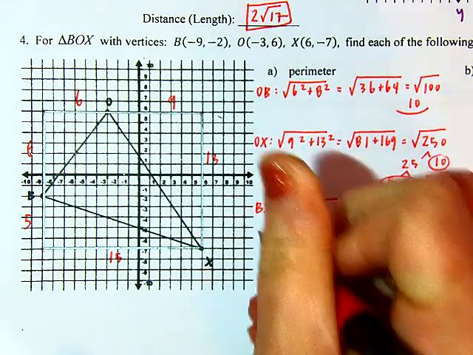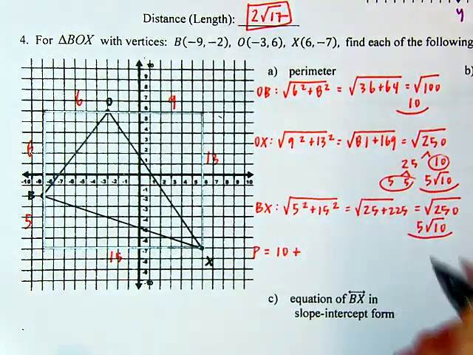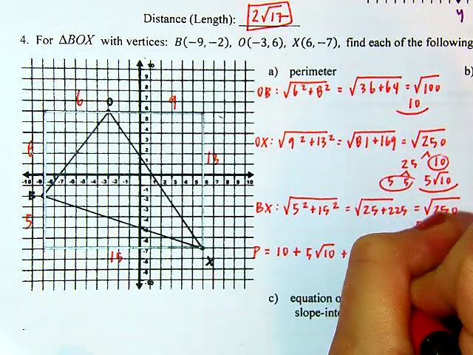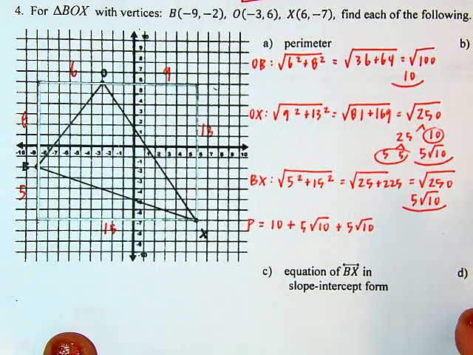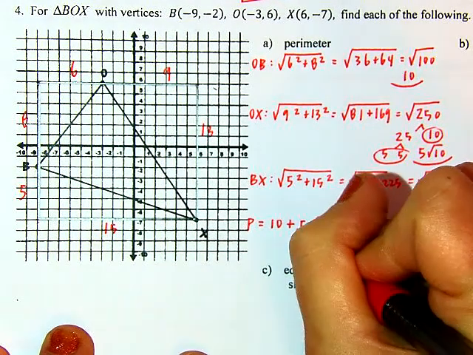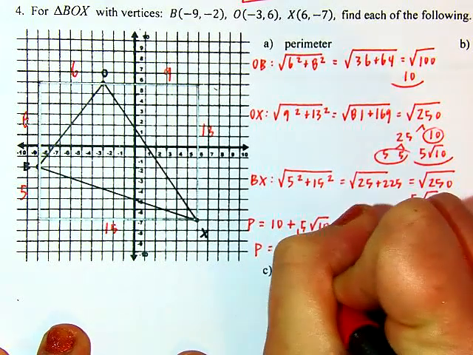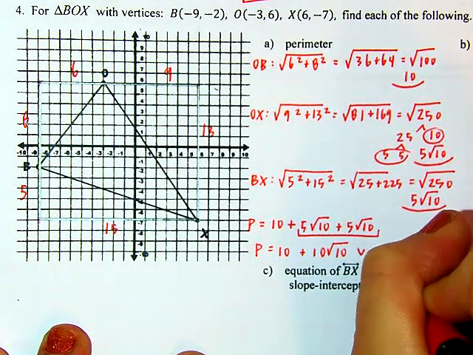All right, so my perimeter, if I add those up, 10 plus 5 root 10 twice, we can only combine the like terms, and the like terms mean that we have the same radicand, so the same number underneath the radical. So I can combine right here and say that my perimeter is 10 plus 10 root 10 units.